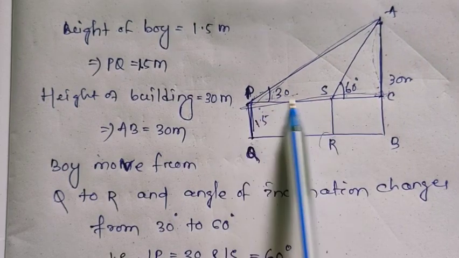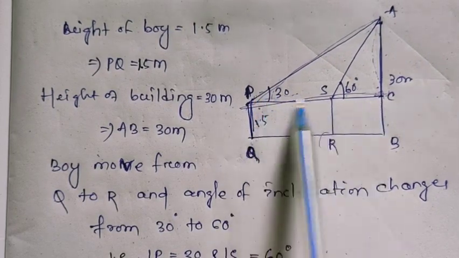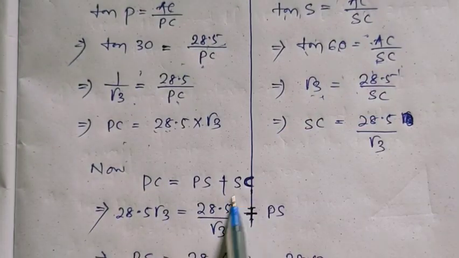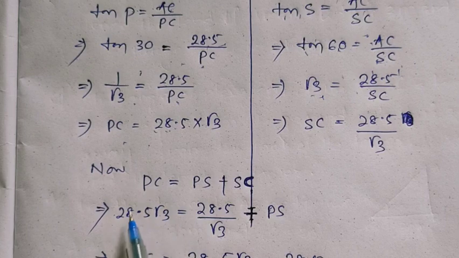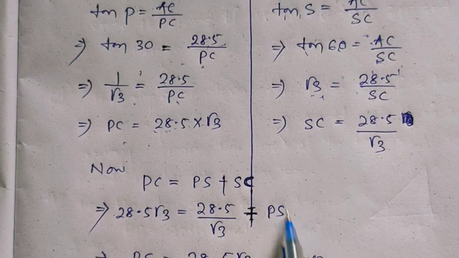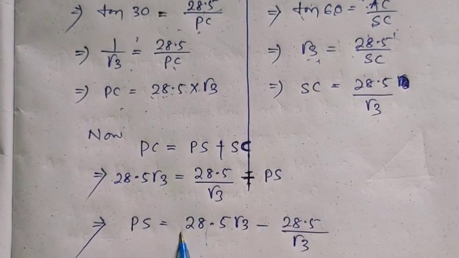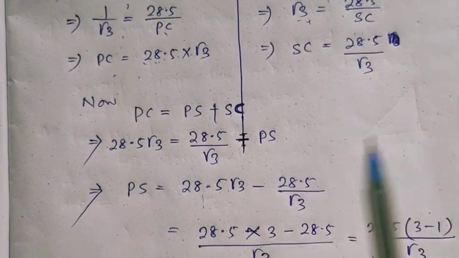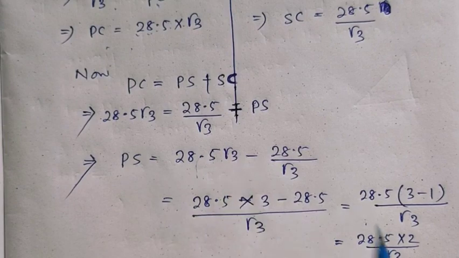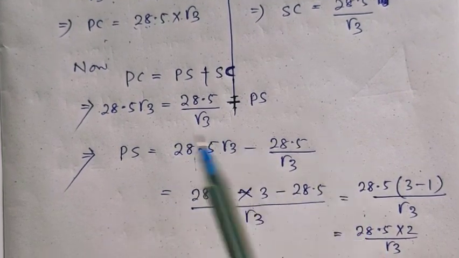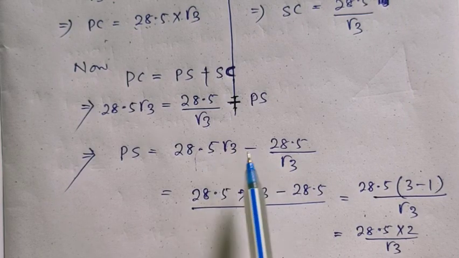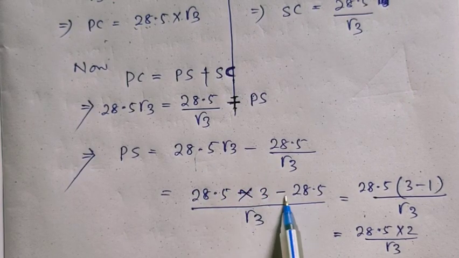So what is PS? PS will be PC minus SC, right? PC is equal to PS plus SC, that is 28.5 root 3 is equal to 28.5 divided by root 3 plus PS. From there I can write PS is equal to 28.5 root 3 minus 28.5 by root 3. Here the LCM will be root 3, and when root 3 is multiplied with root 3, this will be 3. So 28.5 into 3 minus 28.5.